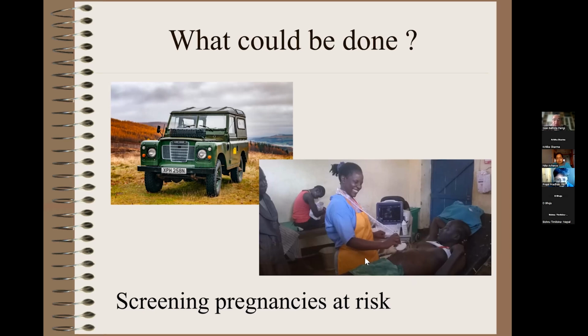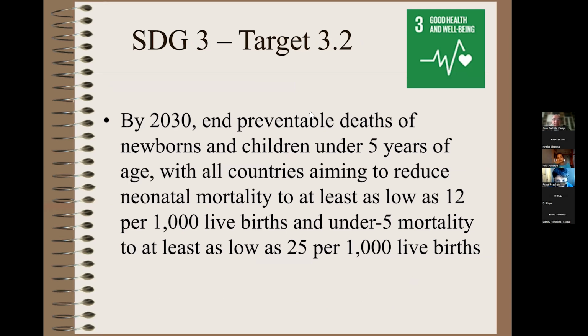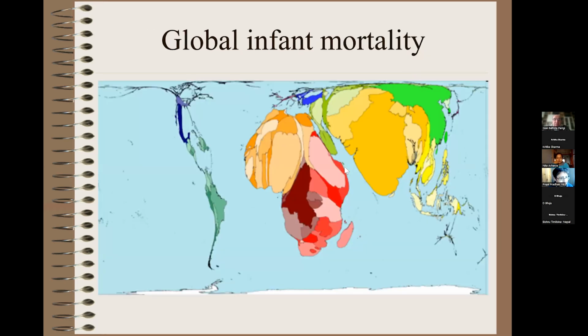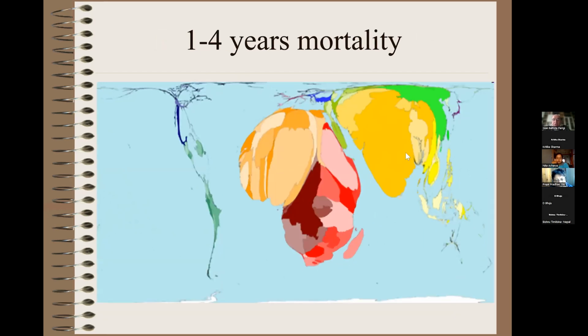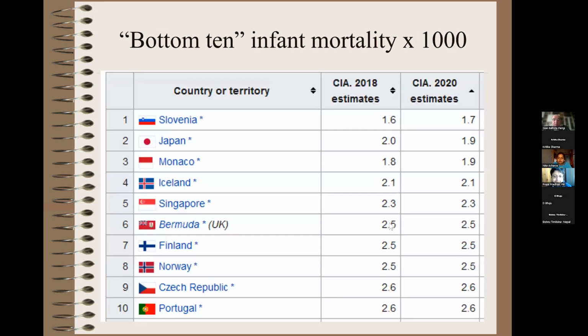First, let's go on quickly to the second target, which is speaking about newborns and children under 5 years of age, reducing the mortality. Again, here is the mortality. Again, Africa is exploding, but also Pakistan, India, Nepal are rather big. The same for early neonatal mortality. We are still far away to reach the reduction like in other countries. The same for 1-4 years mortality, for example.